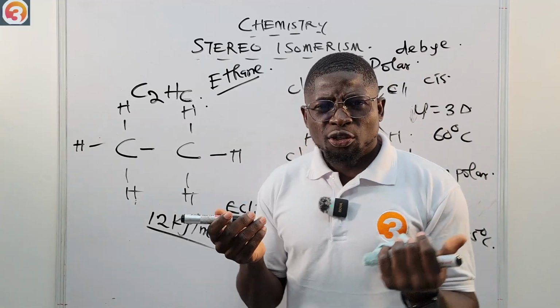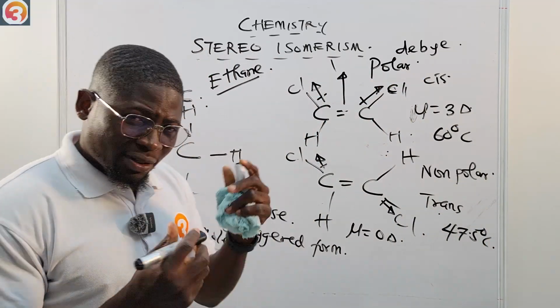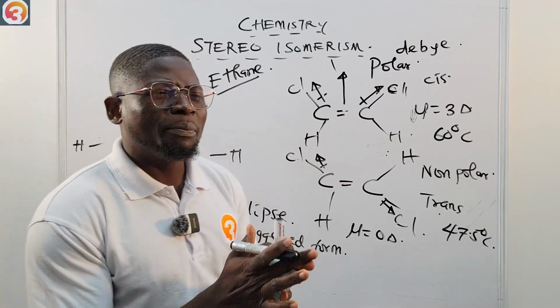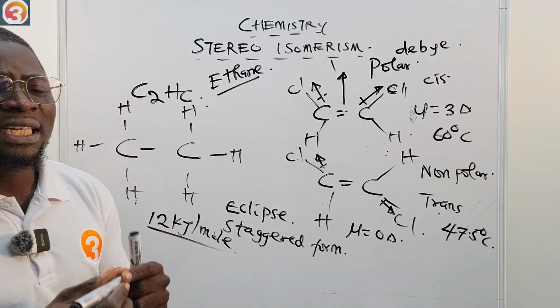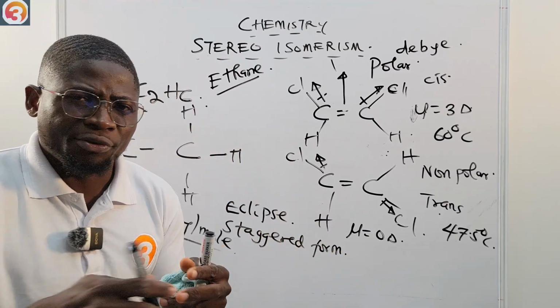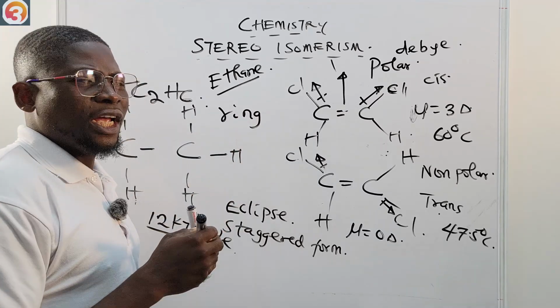Just in addition to this, before we start answering questions from the O3 Schools JAMB app, let me add one more thing. You can also represent cis and trans isomers in a ring system, or in ring form.